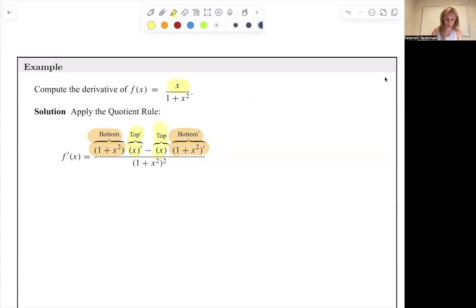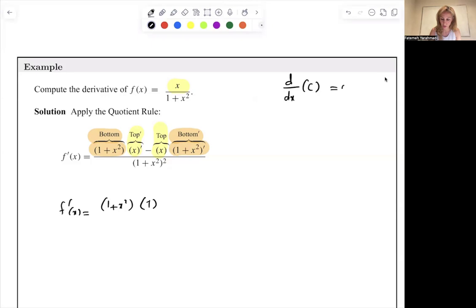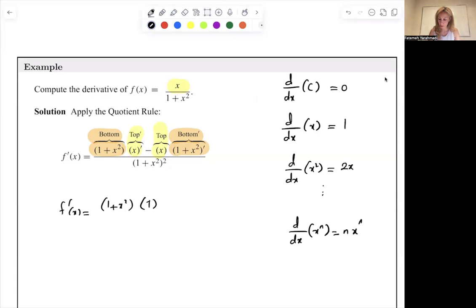Perfect. So let us do this process. It should be easy for us. F prime of x is equal to 1 plus x squared times the derivative of x, which is equal to 1. Dx of a constant function is 0. Dx of x is equal to 1. Dx of x squared is equal to 2x. In general, if you have a power function, x to power n, the derivative is n x to power n minus 1.